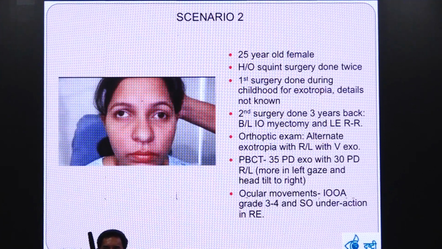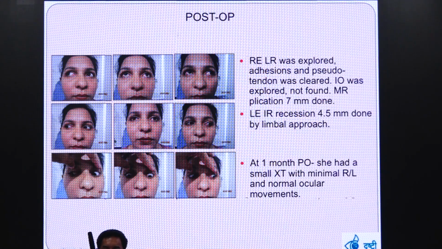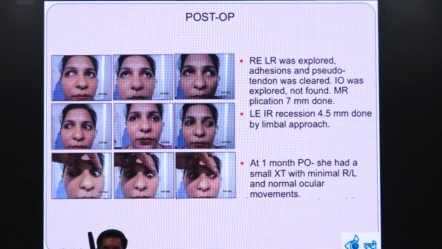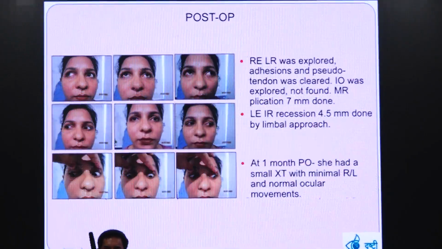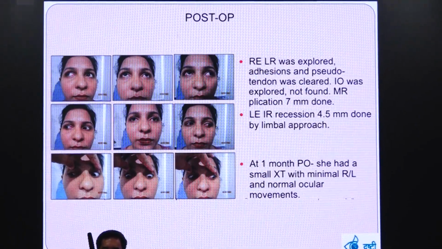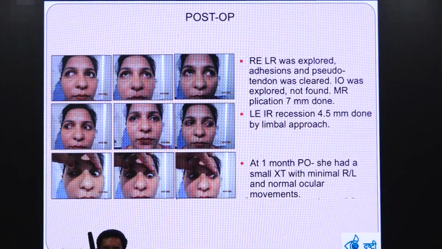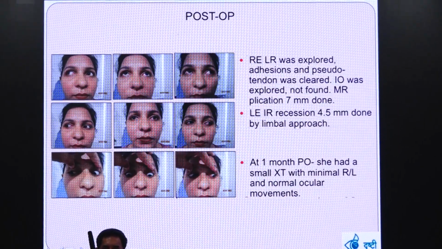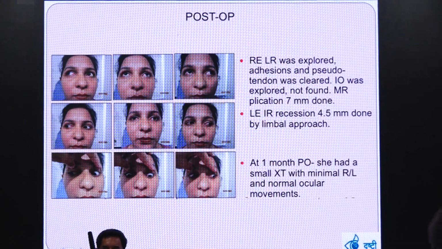And so on exploring the right eye, we found that there were a lot of adhesions in the area of lateral rectus and inferior oblique. The lateral rectus was found at 7.5 millimeters. So could not do much about it. The pseudo tendon and all I cleared and left it like that because of too much adhesions. I couldn't find inferior oblique.